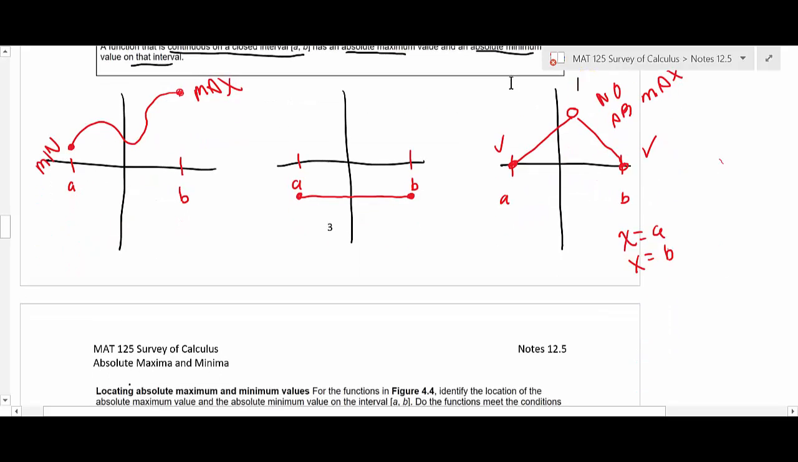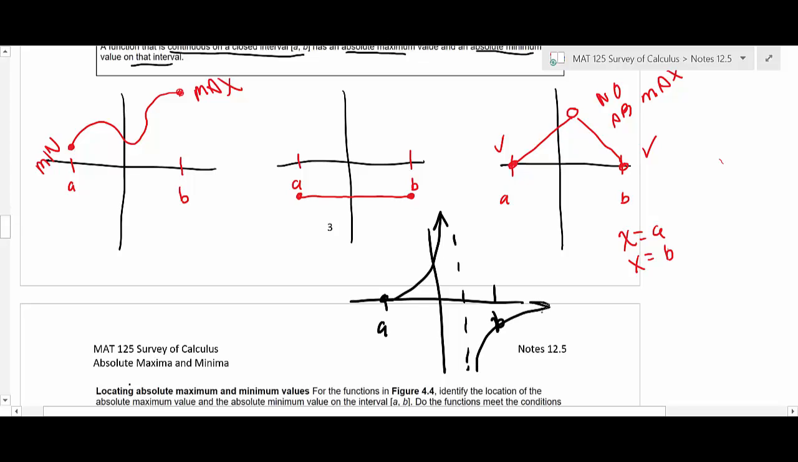It depends. Another way to draw this would be like this. You don't need to draw this on your paper, but say that you had A and B. Say that you had a vertical asymptote. Okay, then you might have a graph that does something like this. I mean, this is a possibility. Okay, does that graph have an absolute max?